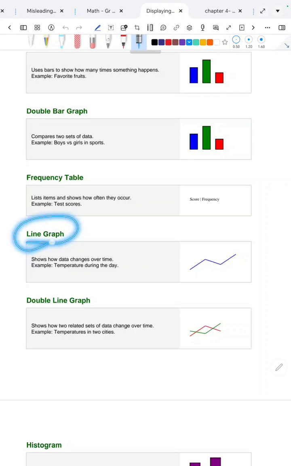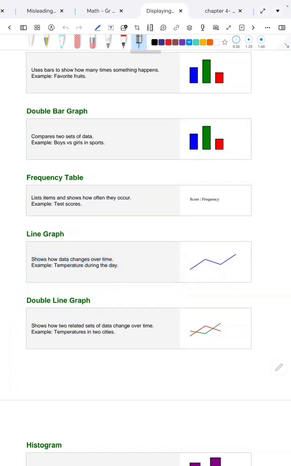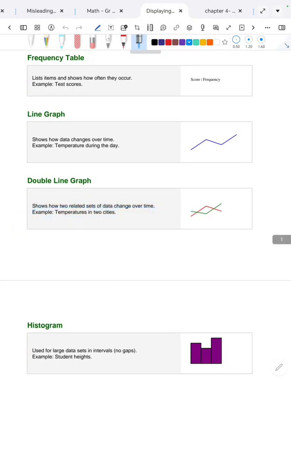Then we have line graph. Line graph, it's a line, shows how data change over time. Example, temperature changes during the day. Double line graph, two lines together, one of them may decrease while the other increases, or maybe they increase together or decrease together. So what's the definition of double line graph? Shows how two related sets of data change over time. For example, comparing temperature in two cities over 1 week, okay?